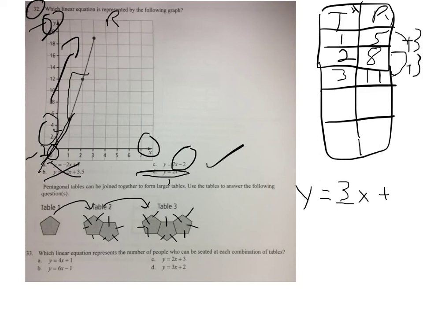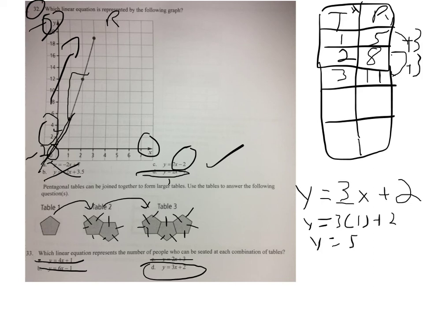Once you know that, you can eliminate A, B, and C, so your answer has to be D. Where the plus 2 is, let's just make sure this is right. If I put in 1 here, y equals 3 times 1 plus 2, which is y equals 5, so that checks out. If we put in another number, say y equals 3 times 2 plus 2, well, y equals 6 plus 2, y equals 8. So that has to be the right answer.